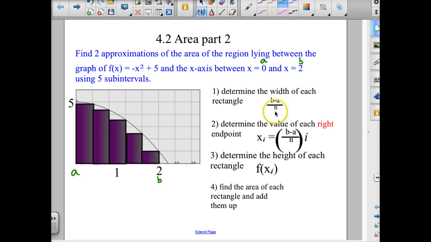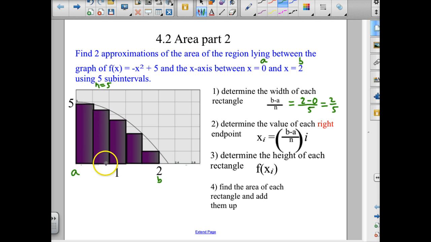So the width is B minus A over n. N will be the number of intervals, so in this case, n equals 5. N is the number of subintervals, so we have 5 subintervals or 5 rectangles. B minus A over n is the width of each rectangle: 2 minus 0 over 5. So you can see that the width of each rectangle is 2/5.